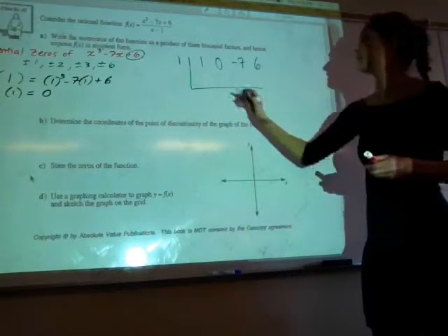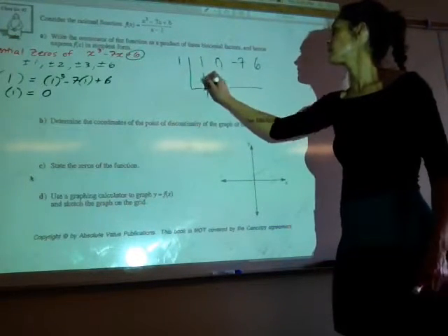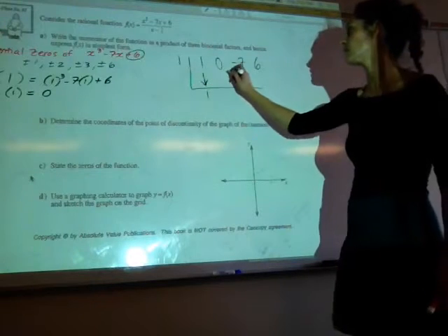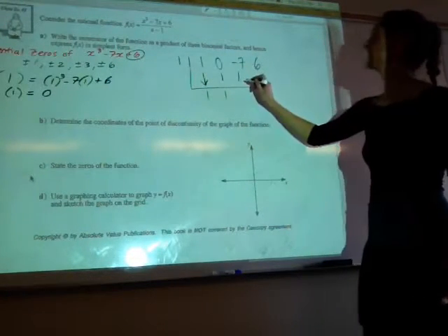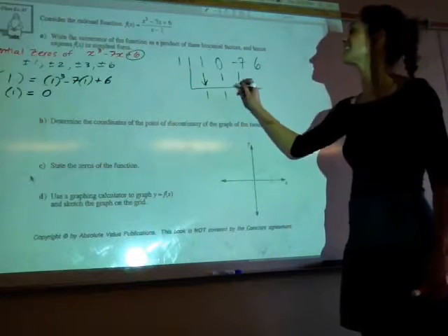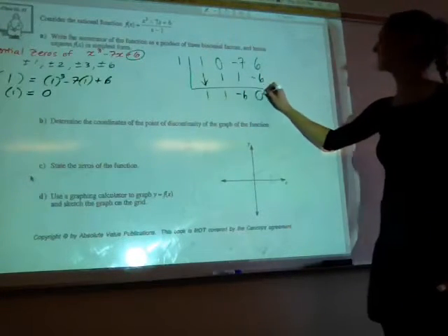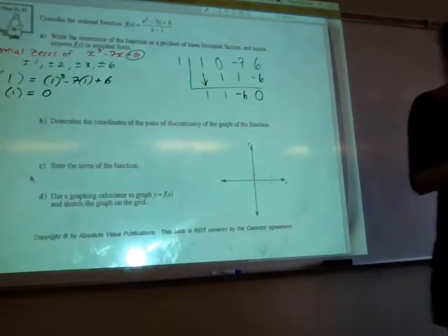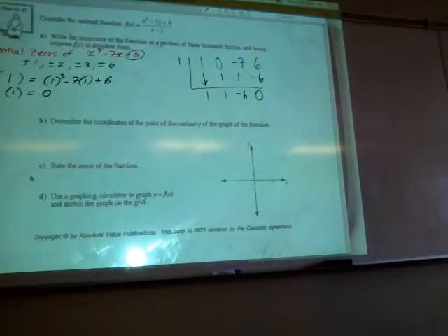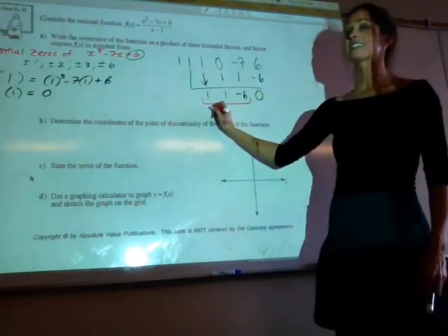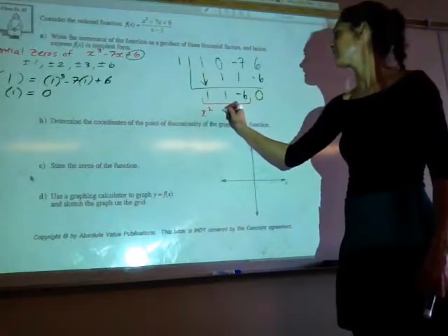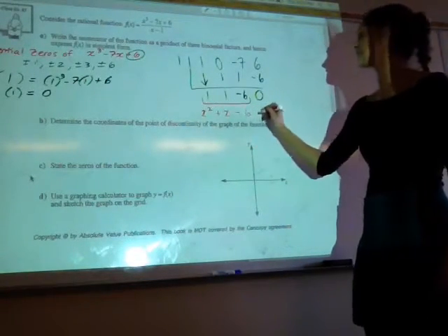Now bring down the 1, multiply it by its side. So 1 times 1 is 1. 0 plus 1 is 1. 1 times 1 is 1. Negative 7 plus 1 is negative 6. Negative 6 times 1 is negative 6, and we get 0. So exciting. So our quotient that's left over is x squared plus x minus 6.